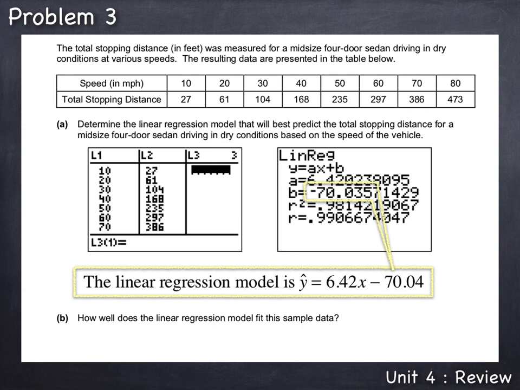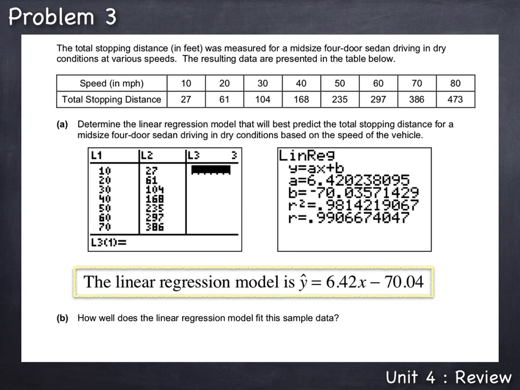And again, we need to carry 2 places after the decimal in this mid step in order to give us 1 extra place after the decimal of accuracy in our final answer. So the 5 in the third decimal place is 5 or more, so we round the 3 up to a 4. So the y-intercept is written as minus 70.04.